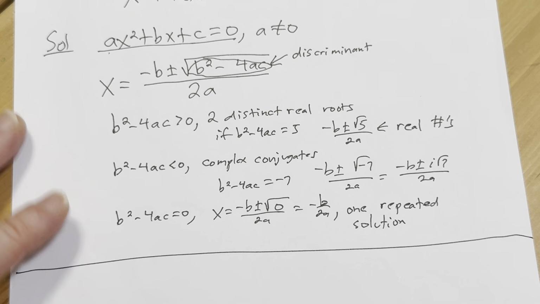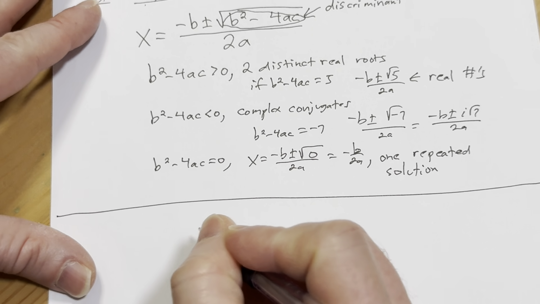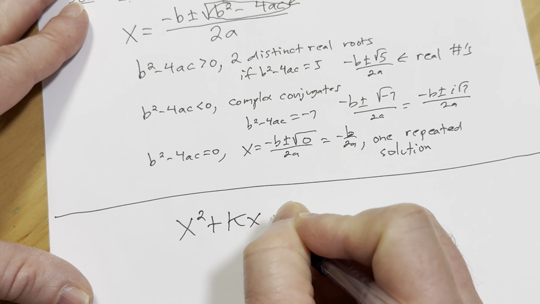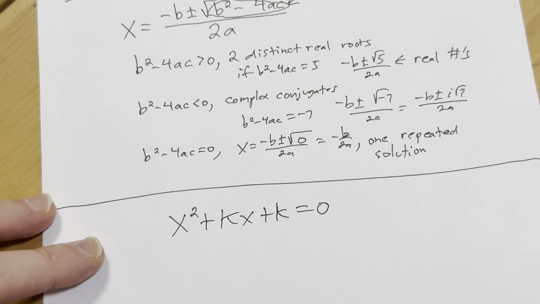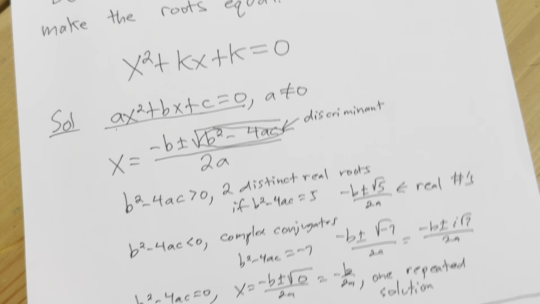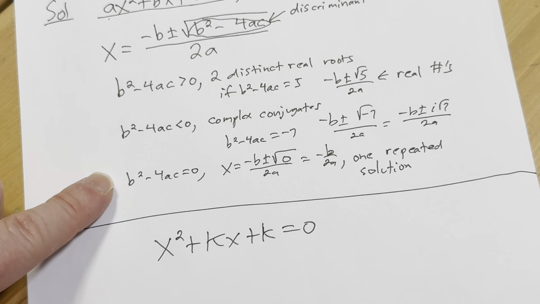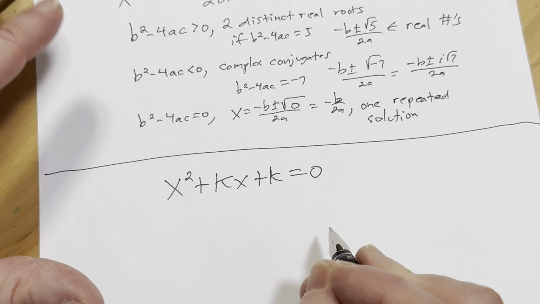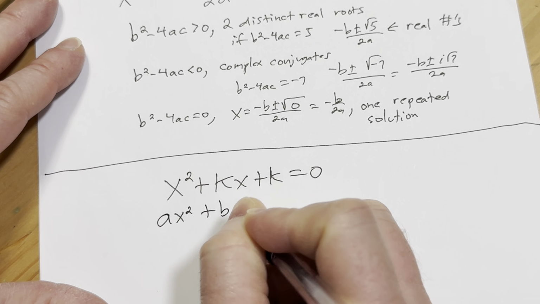Now that we have a little short tutorial on the discriminant, the original question gave us this quadratic equation, x squared plus kx plus k equals 0. And it wants us to determine the values of k that make the roots equal. So in other words, we're looking for this third case where the discriminant is equal to 0. So I'm going to write down the quadratic equation here just to make it a little bit more clear.